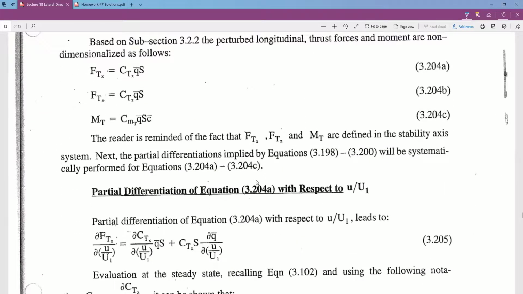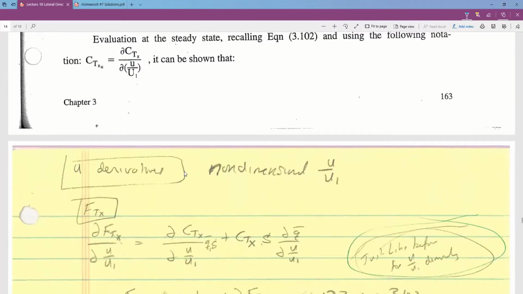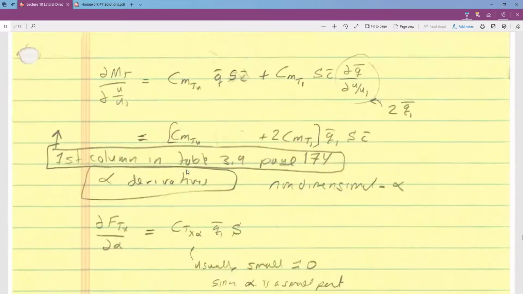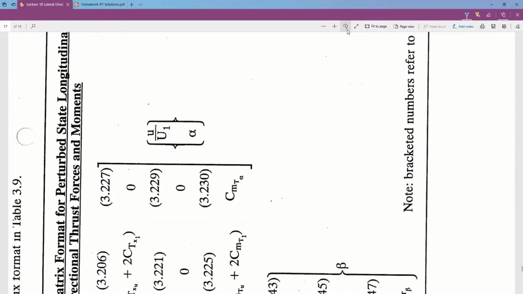So he goes through a derivation. The derivations with respect to u over u1 look exactly like what we did for the longitudinal, because you have a derivative of whatever you're looking at, and then you have a derivative of the dynamic pressure. And remember, that's how we got those two parts that showed up in the matrix. So there's nothing new here. It's just we're doing the thrust terms instead of the lift and drag and pitching moment. So I'll let you look through that. And when it's all done, you get these matrices.